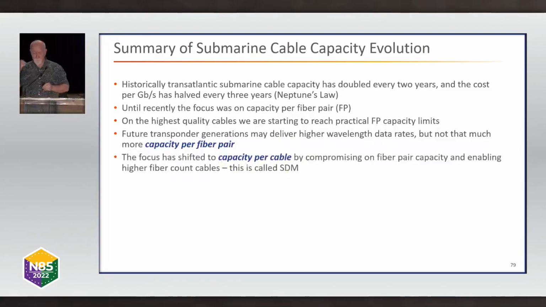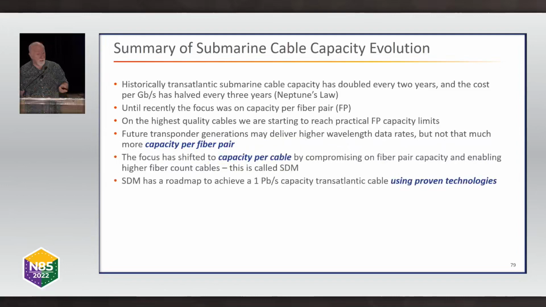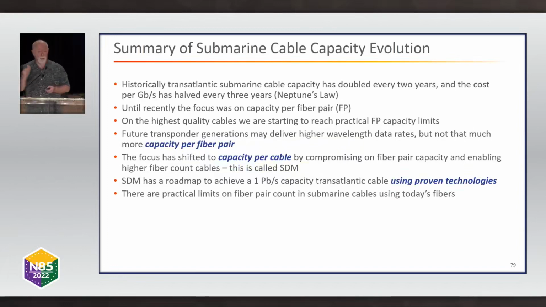So SDM has this roadmap of architectural design that takes us to a 1 petabit per second transatlantic cable using proven technologies. It's only after that that we need to start thinking about more advanced technologies like multi-core fibers and so on. And there are practical limits on the number of fiber pairs that you can put into a transatlantic cable.